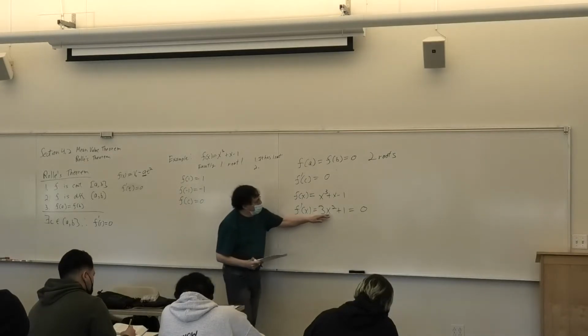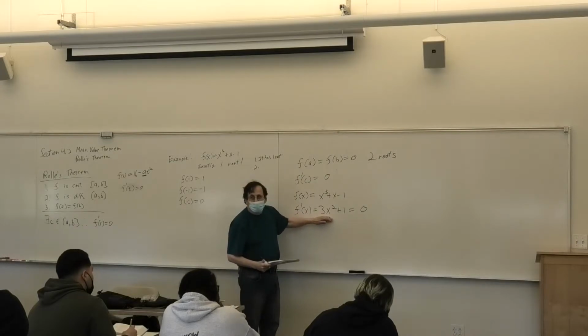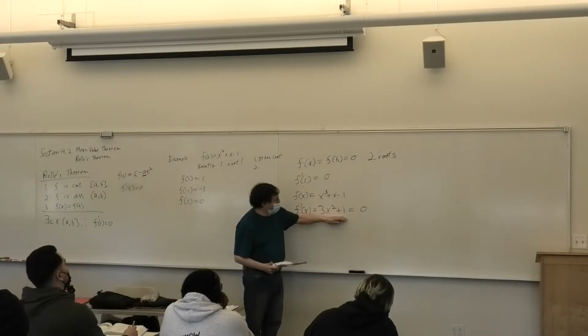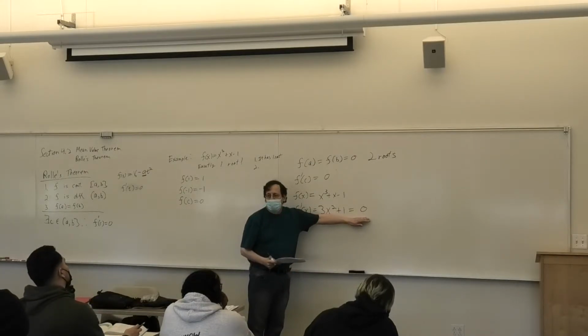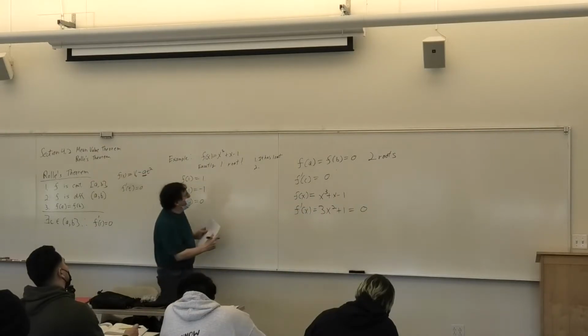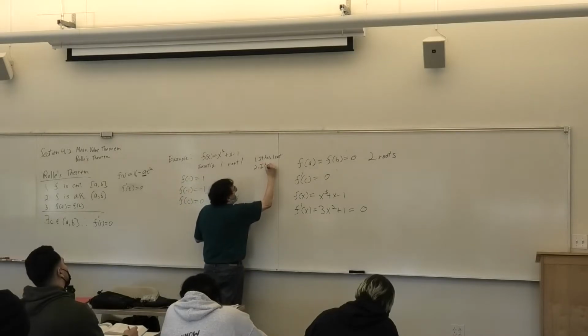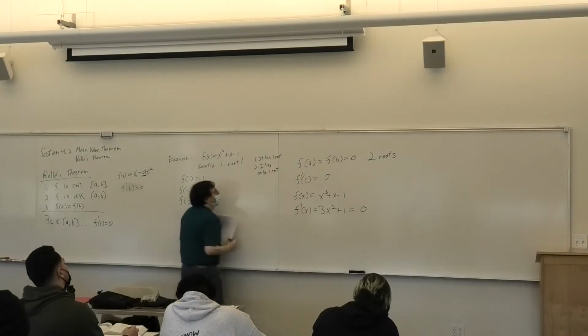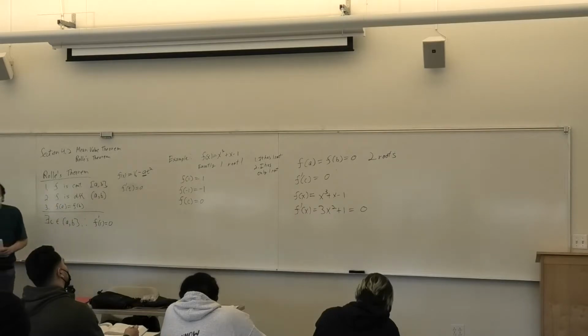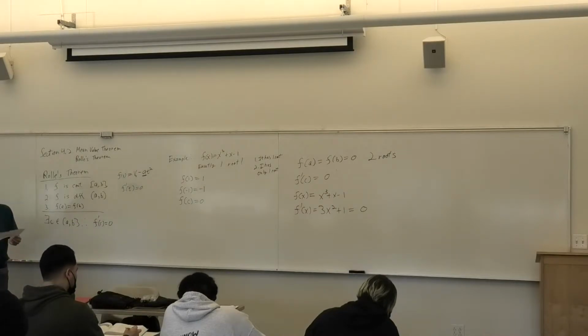Oh, well, wait a minute. 3x squared is always greater than or equal to 0, so 3x squared plus 1 is always greater than 0. That's our contradiction. So that's our proof that it has only one root, which is what we're trying to prove exactly. So that's an example where Rolle's theorem lets you prove something a little obscure, but useful.